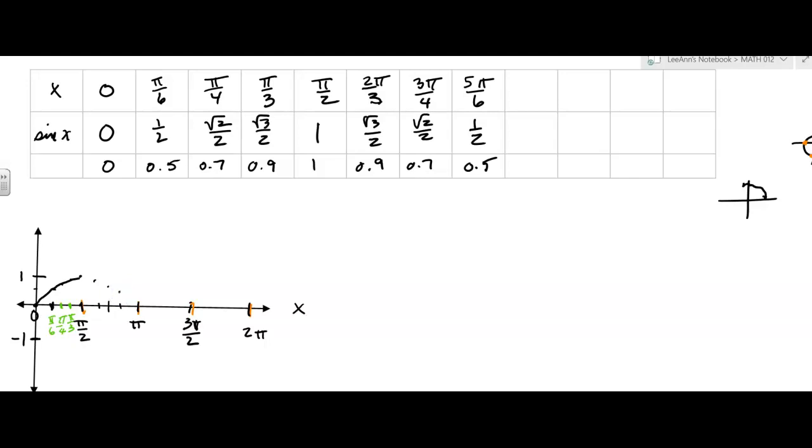And then what happens at pi? Well, the sine of pi is 0. So it'll just be 0. So we're back here at 0. So it's curving back down like that. Now what's going to happen in the next quadrant? Well, we're going to speed things up a little bit here. Let's do 3 pi over 2.